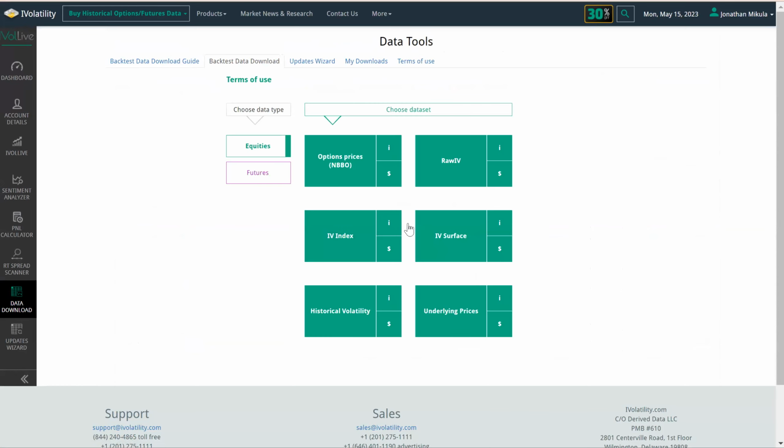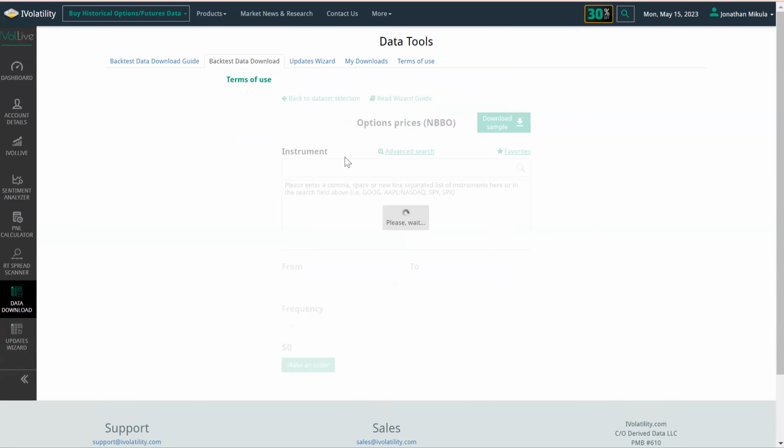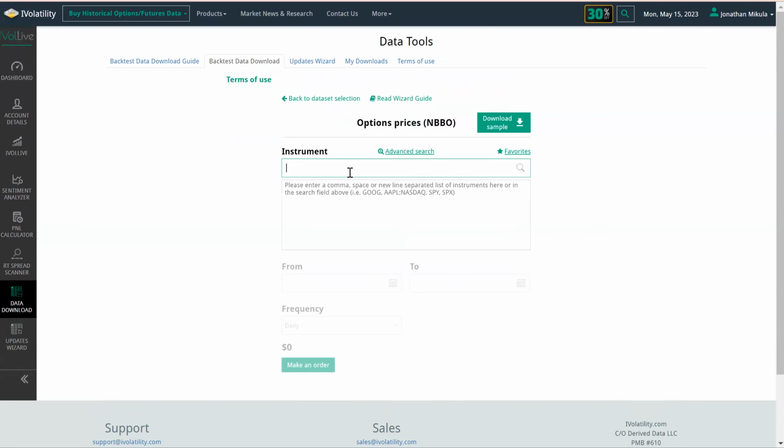I will say, with the charts available to you within IVolLive, you have up to 5 years of underlying prices. You have up to 5 years of historical vol. You have up to 5 years looking at implied vol. So what is probably the most useful here, in my opinion, is options prices. So on that tab, I could type in PayPal, which is what we've been covering pretty heavily here.